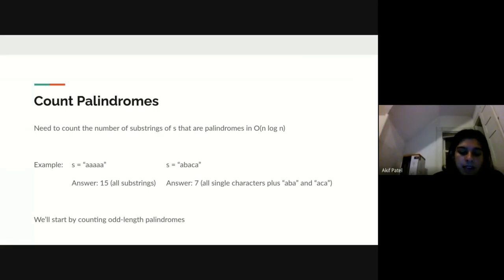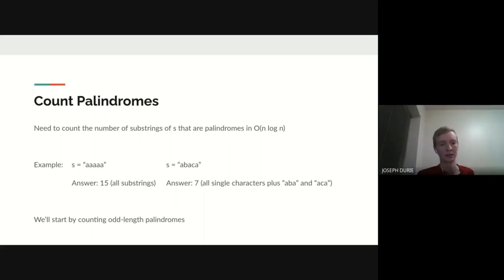Similar problem, but different, is to now count the number of palindromes in a string. In a string, count the number of substrings that are palindromes. Okay, so we want to do this in N log N. This is another problem where the previous problem is very important. So you have O(1) palindrome queries now. If we did the trivial approach of testing every single substring, there are going to be N squared of those, so it would be a total complexity of N squared constant time operations. But we want to do N log N.